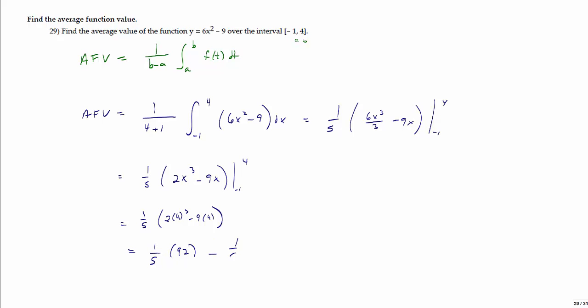And then minus 1/5. Now I plug in a -1 everywhere. So 2 times -1 to the third minus 9 times -1. And this works out to be 1 minus 7. So I got 1/5 times 92 minus 1/5 of 7. So this will give me 85 over 5, which is 17. So 17 will be my average function value over that closed interval.